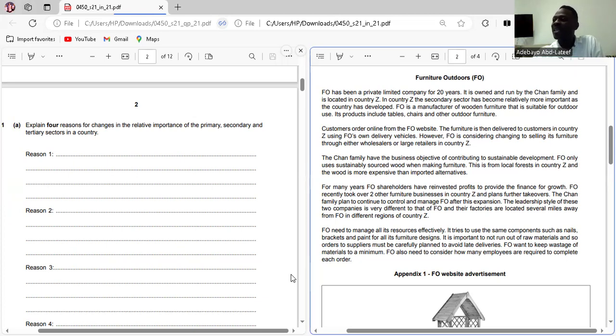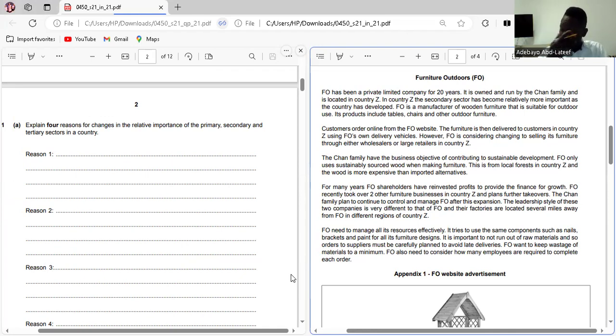So output in the primary sector can increase if there's discovery of new natural resources. Output in the primary sector can reduce if resources are depleted or used up.